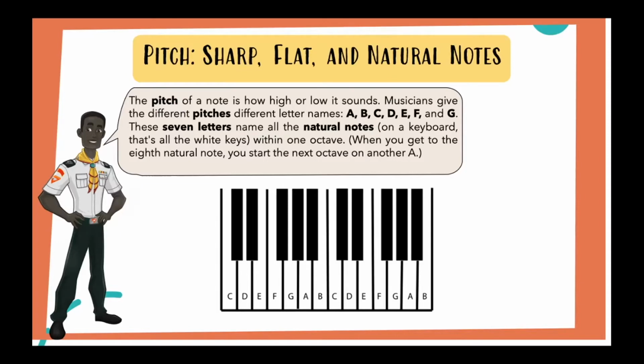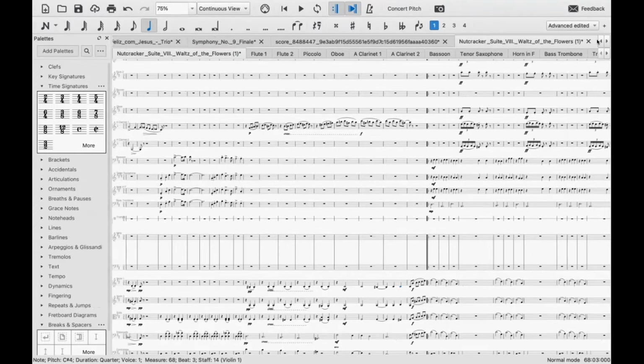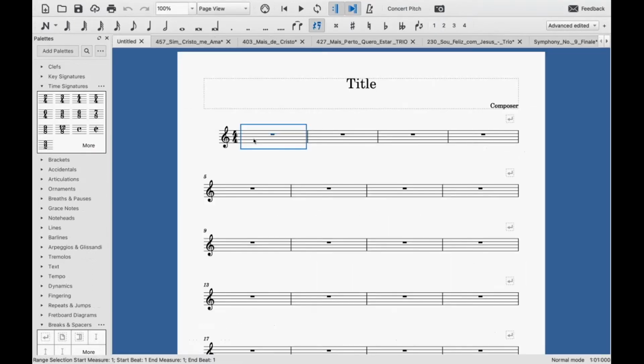So basically, there are 7 natural notes, right? And the pitch of a note is how high or how low it sounds. And to different pitches, we musicians give each pitch a different letter. So we give A, B, C, D, E, F, and G. So these 7 letters are for the 7 natural notes. For example, I'm going to write 7 notes here.